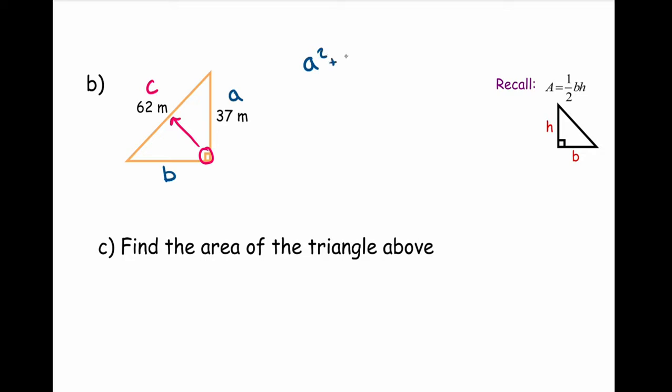So I'm going to use the Pythagorean Theorem. A squared plus b squared equals c squared. A squared is 37, so 37 squared, plus b squared, which is unknown, equals c squared, which is 62 squared.